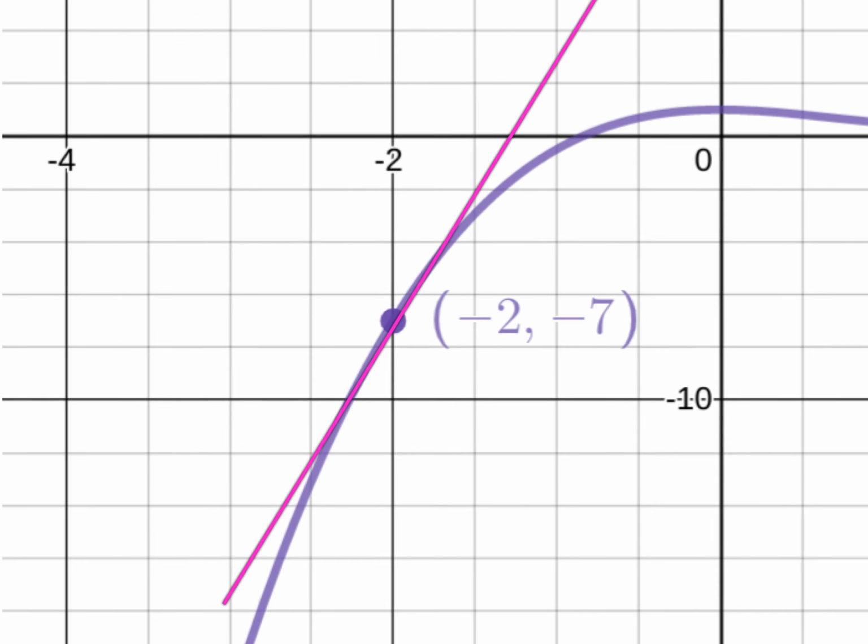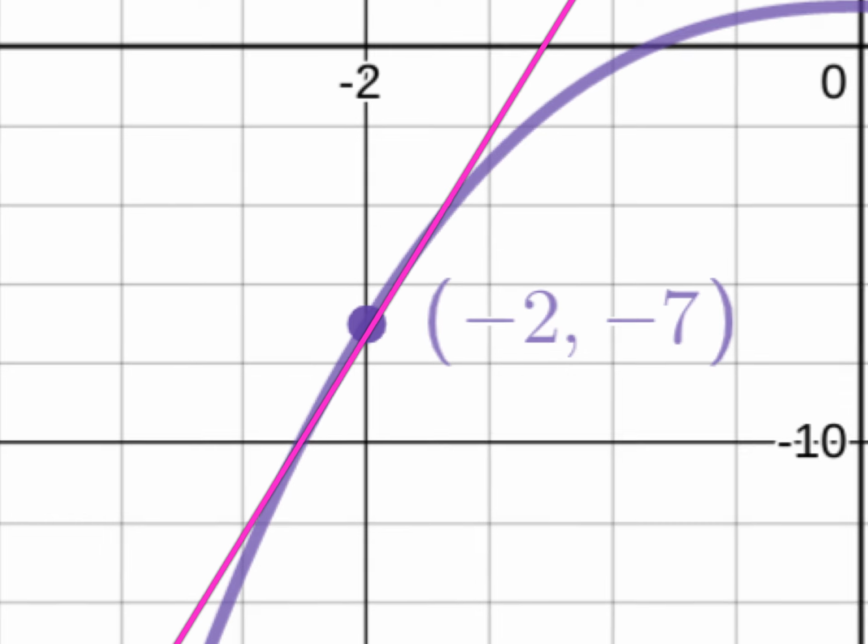Notice I don't care what's happening beyond right here. I'm just focused on what's happening right around that point, (-2, -7). It doesn't matter outside of that what's happening. So we're not looking at, okay, like in 400 places to the right, it's going to intersect the function. Who cares? I only care about what's happening right here. I'm looking at my instantaneous rate of change.